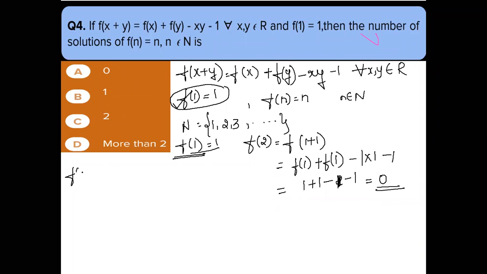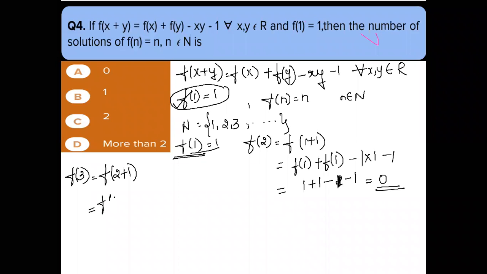For that, you find what is f of 3. How can I write f of 3? How will I find f of 3, students? F of 2 plus 1. So find what is f of 2 plus 1. Just find what it is.